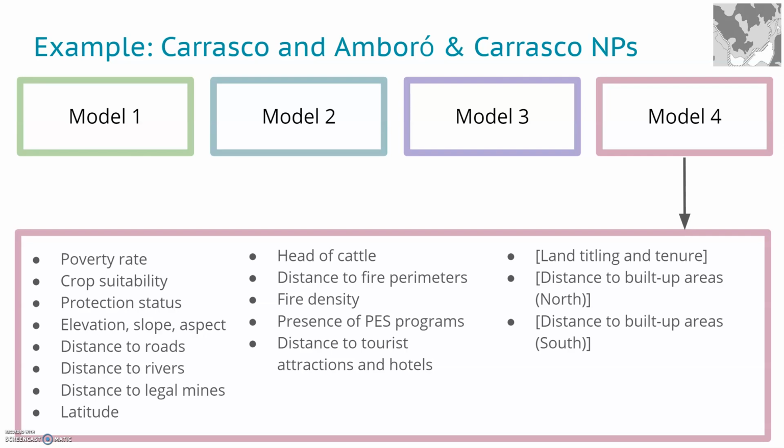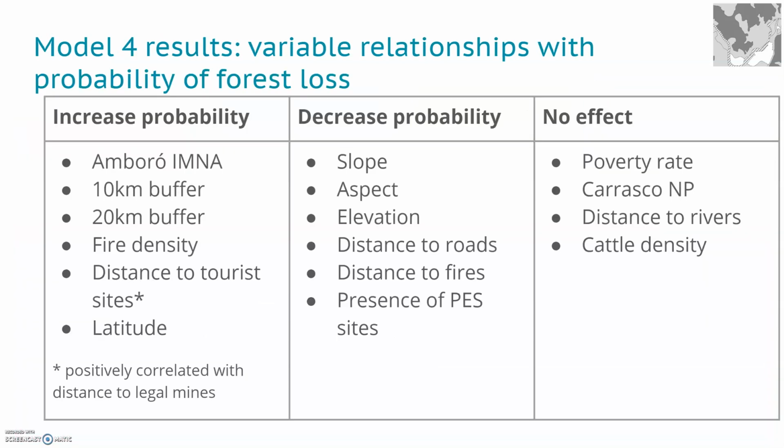And so here the variables are poverty rate, crop suitability, protection status, topography, distance to roads, rivers, and legal mines, latitude, head of cattle, distance to fire perimeters, fire density, presence of payments for ecosystem services programs, distance to tourist attractions and hotels, and then a couple other variables that we want to add but haven't developed yet.